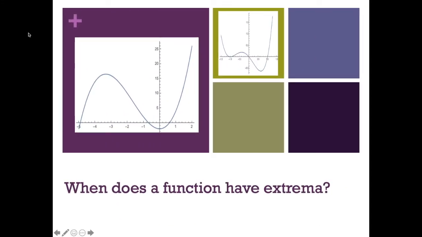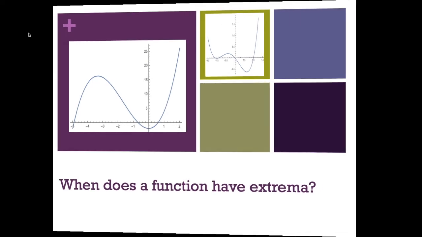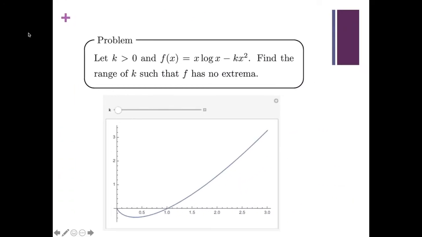In this video, I pick a very interesting problem about extrema. The problem is: let k be a positive number and f of x be x natural log of x minus kx squared. Find the range of k such that f has no extrema. Okay, anyway, let's look at the graph of f by moving k. Then, you can find that f has no extrema in the middle.